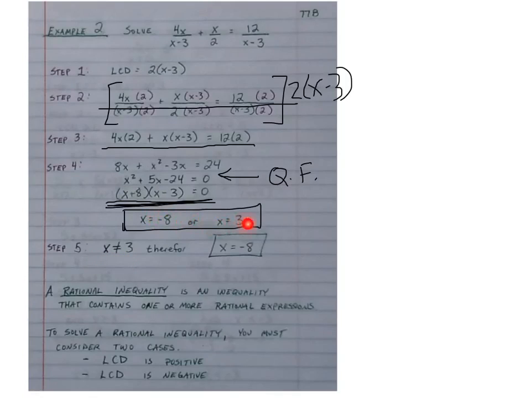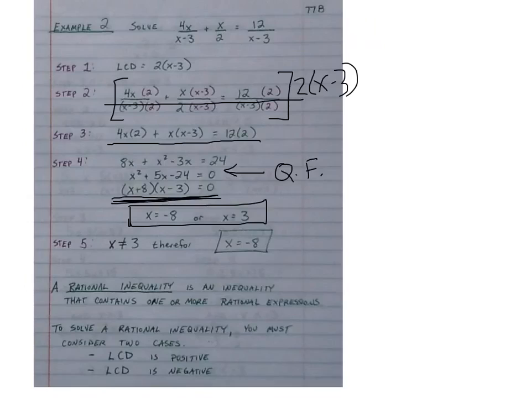We check our answers against the domain. So our domain was constrained. We said x cannot be 3. So we cancel out that as an answer. Because x can't be 3, we don't allow that, and the only answer available is x equals negative 8.